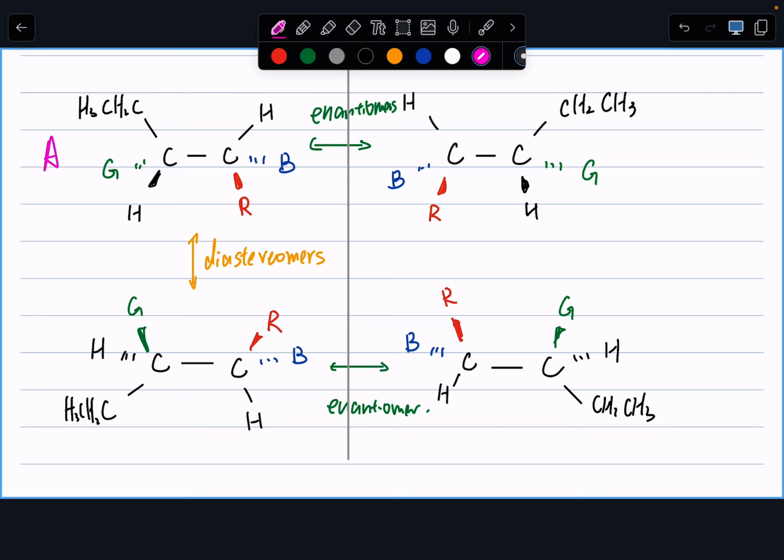And let me name them A, B, C, and D. Now the question becomes, what's the relationship between your molecule B and D? They're not mirror images of each other. They are stereoisomers. They have the same connectivity, right? So they are diastereomers.